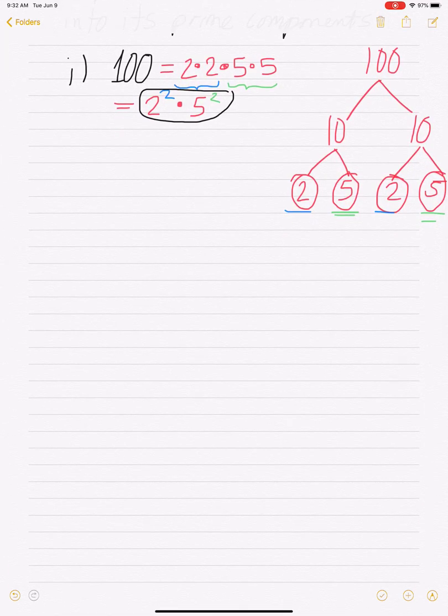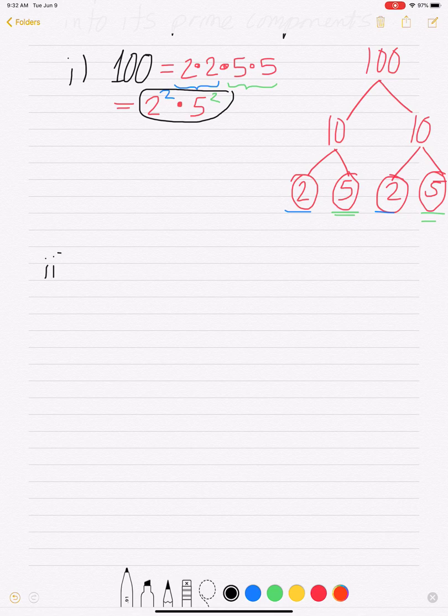All right, let's just do another quick example so we have the hang of this. How about I take the number 360? It's a nice number, right? I'm going to write that down on the side. I'm going to make a factor tree.